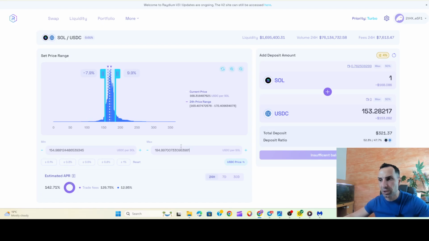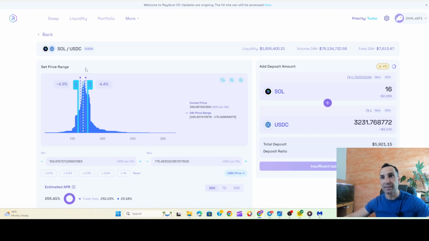But right here, this is a nice range. So you know, you can play around here. Even if you go to 160, if you think the price won't drop below 5%, you can earn a 170% projected APR. So the APR can fluctuate, it can go up and down. It depends on the trading volume.